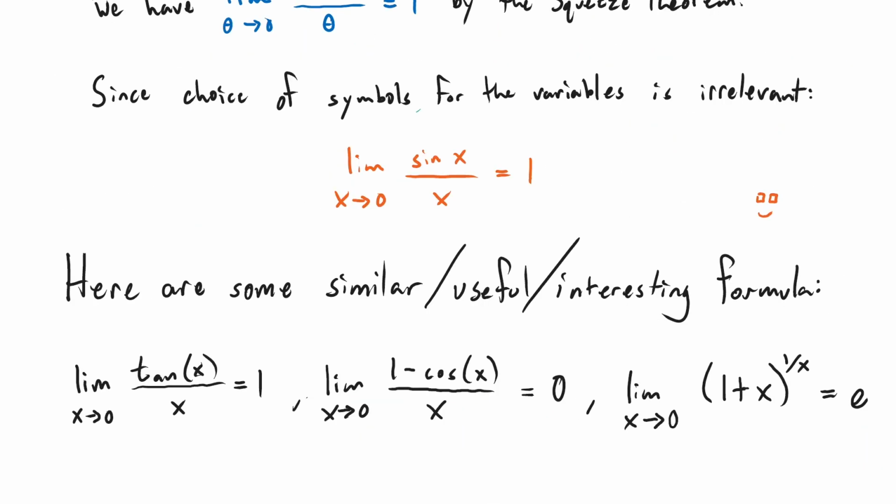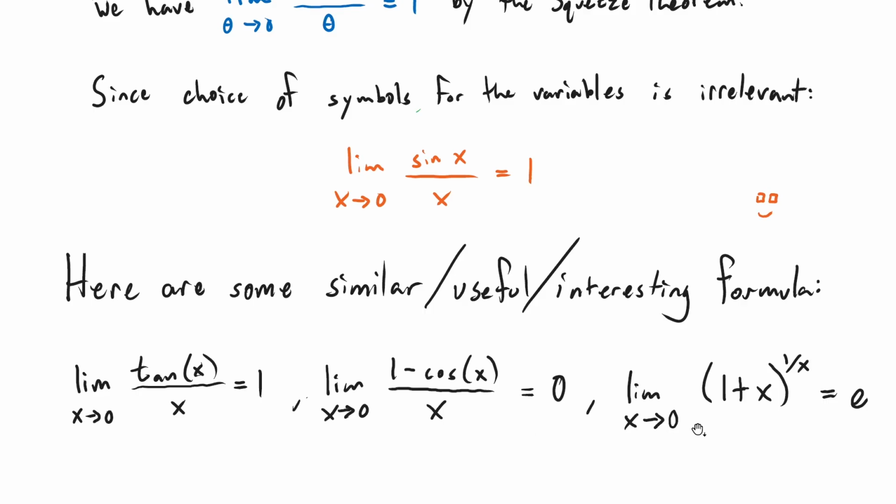Here are some other formulas that you might find interesting or perhaps useful in the future that share some similarities with the limit of sine of x over x. Notice that the limit of tangent of x over x as x approaches 0 is also 1. The limit of 1 minus cosine of x all over x as x approaches 0 is 0.